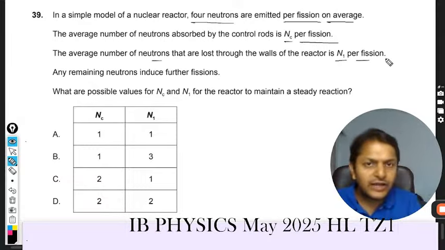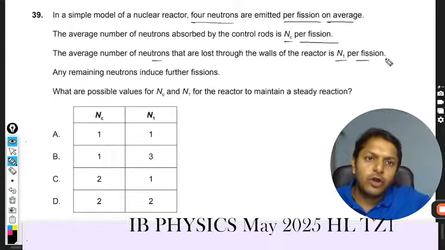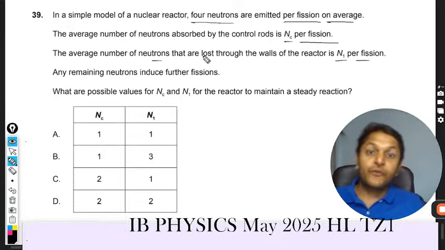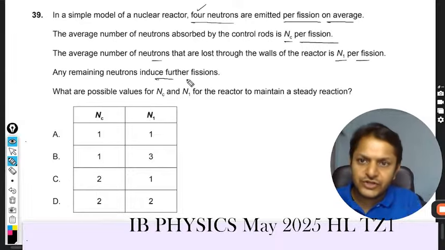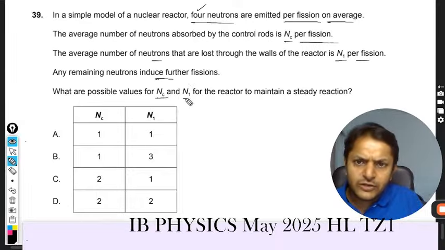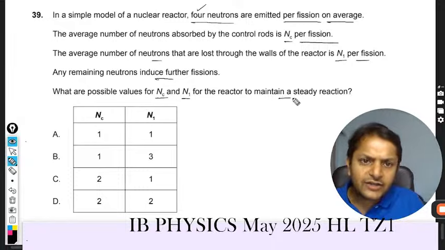So that's the new thing. The neutrons are getting lost in the wall. So N1 is also lost from these 4. The remaining neutrons induce further fissions. What are the possible values of NC and N1 for the reactor to maintain a steady reaction?